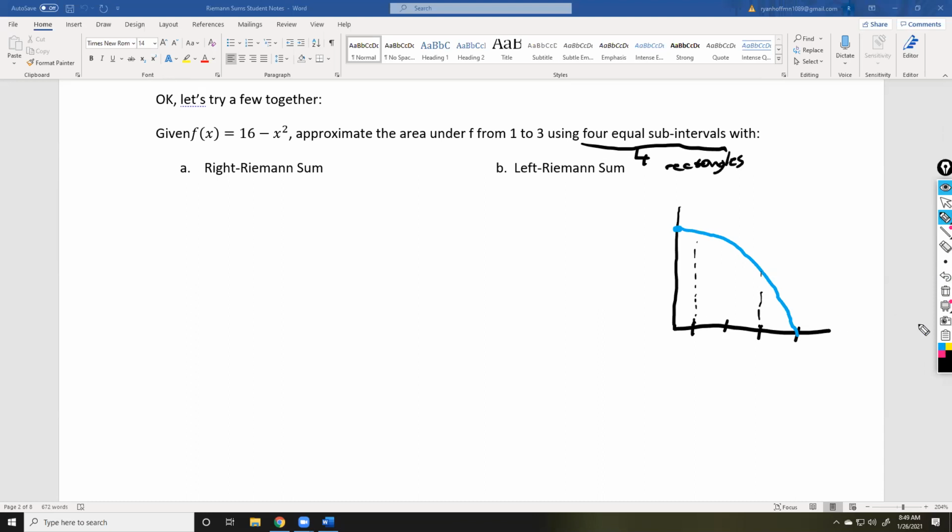So let's start with our right Riemann sum. And the way we're going to write this is R for right Riemann sum. And then we're going to use a little 4 down here to say that we're using 4 rectangles. So there should be 4 terms here that we're going to add together, one for the area of each rectangle.